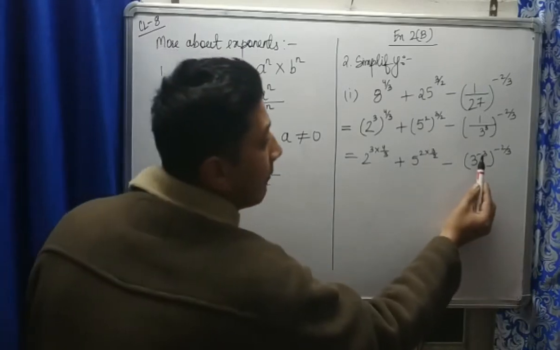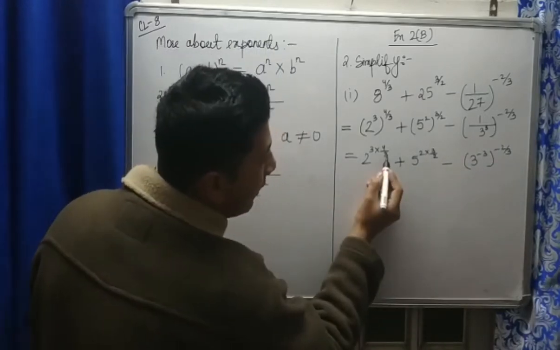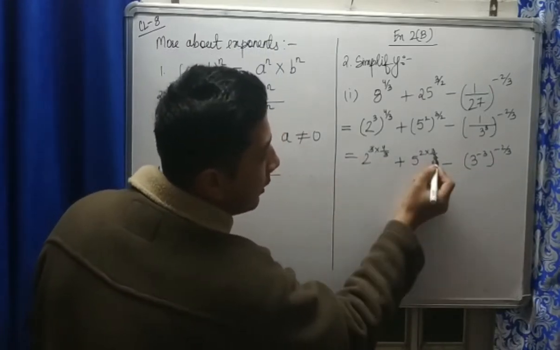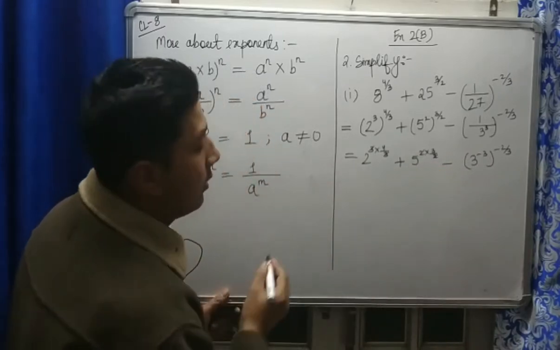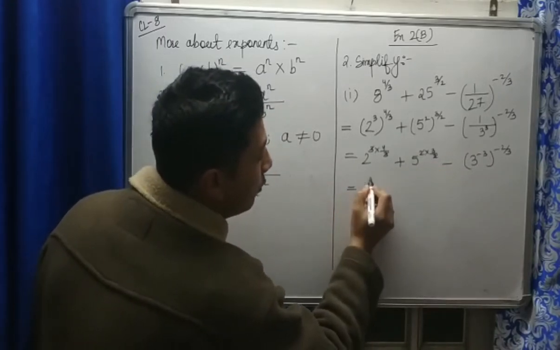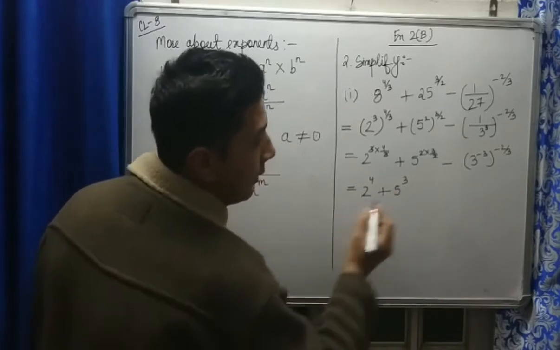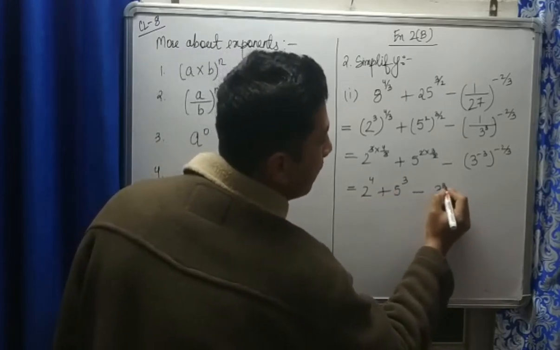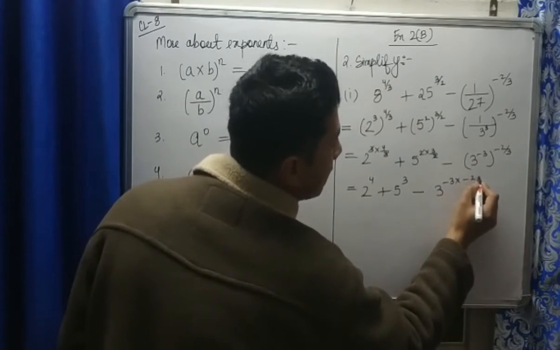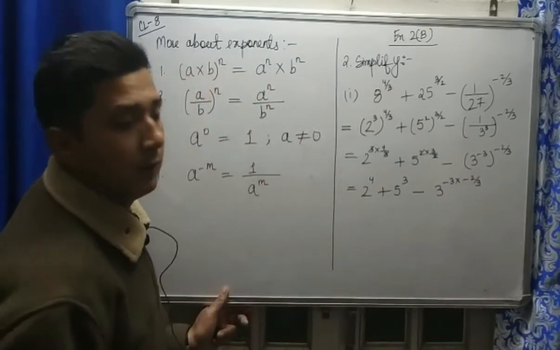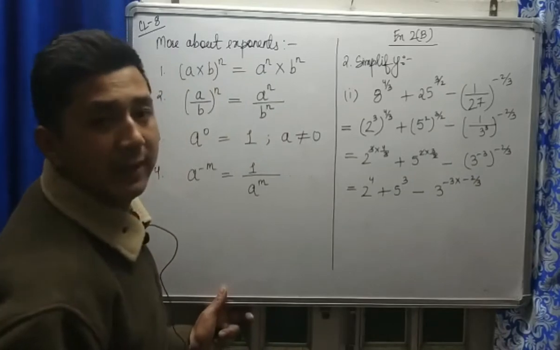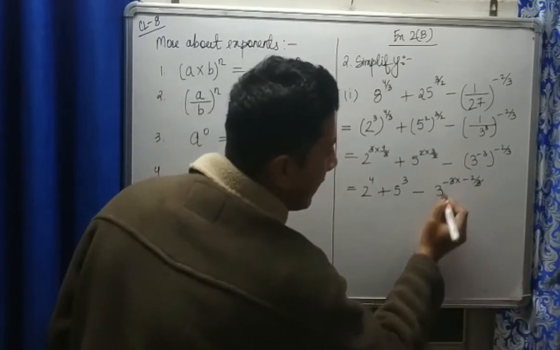Again I can multiply these powers. So here 3 and 3 get cancelled out, and here 2 and 2 get cancelled out. So what is the leftover? 2 to the power 4 plus 5 to the power 3 and then minus 3 to the power minus 3 into minus 2 by 3. Am I clear? The power gets multiplied again, and here 3 and 3 get cancelled out.